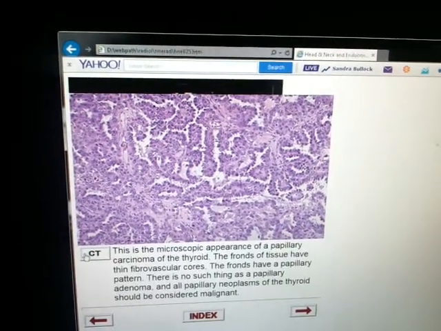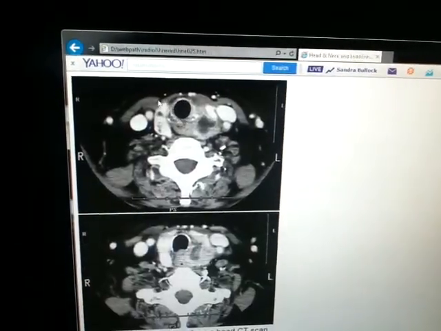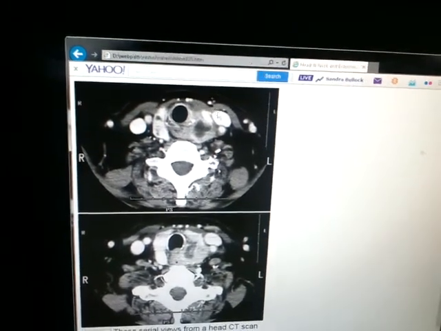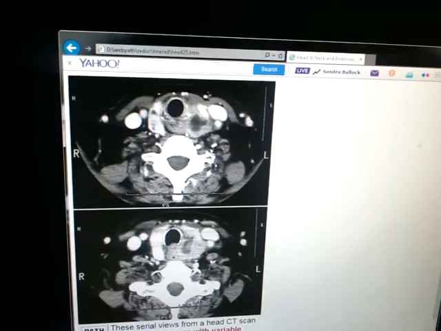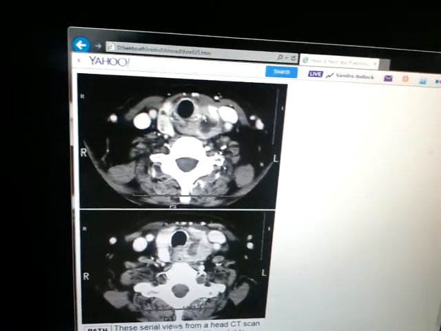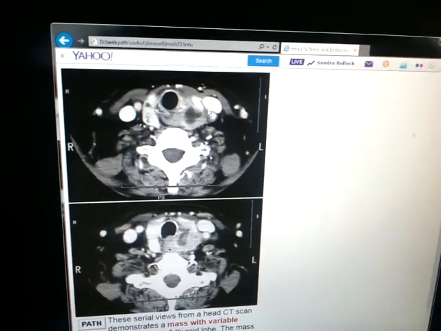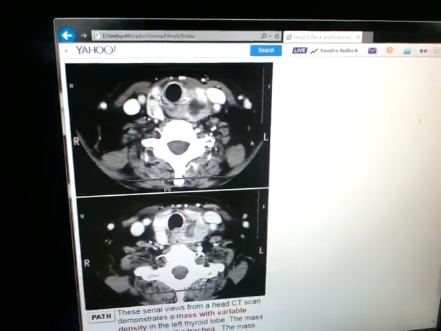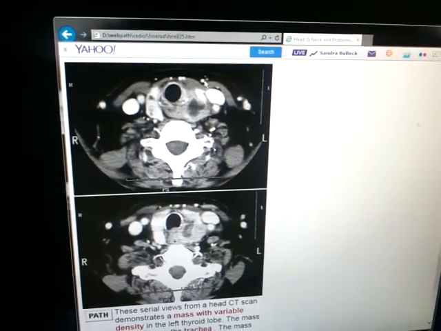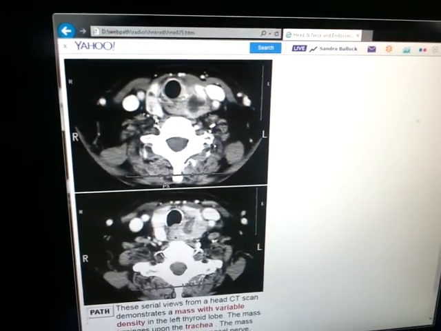On CT scan, this is the trachea, this is the right lobe, and this is the left lobe. We can easily see the marked enlargement of the left lobe compared to the right lobe with multiple focal lesions, these white lesions scattered all over the gland and extending outside into the adjacent tissues.